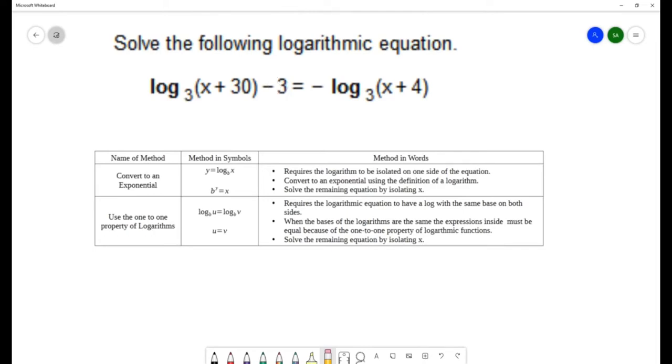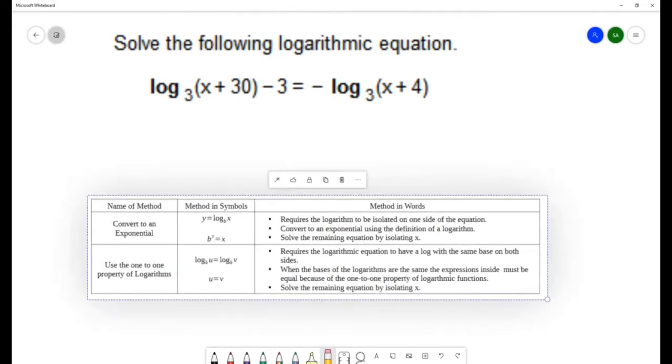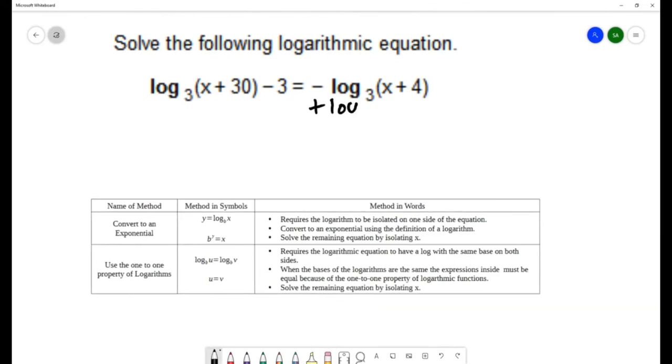So I'm going to look again at this converting method and see if maybe there's some manipulation I can do to make this happen. What I want is logs only on one side. And if I move some terms around, I can maybe make that happen. So let's see. What if I add log base 3 of (x plus 4) onto the other side and add 3 onto the other side? That means my equation would look like this.